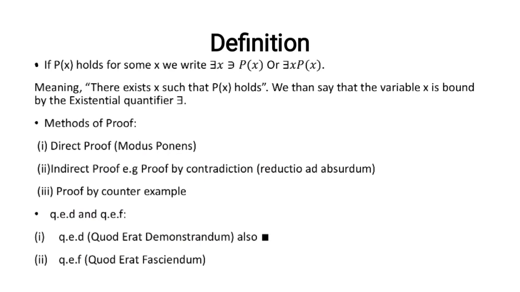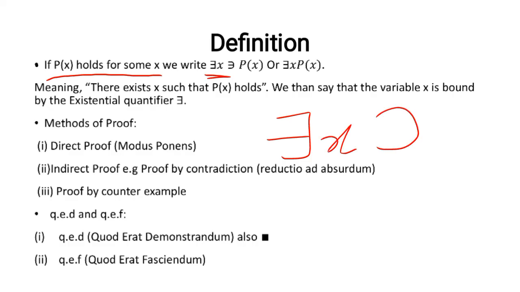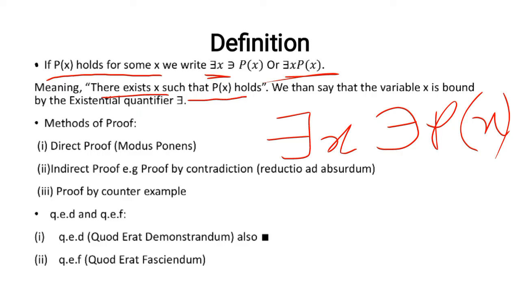The next statement you need to understand is that if we say P(x) holds for some x, we write that there exists an x, this symbol means there exists, such that, this is the symbol for such that, you can see that it's curved, P(x) holds. Okay, that's how we write it. That's how we denote it. And in short form, this is how you write it, meaning there exists x such that P(x) holds. We then say the variable x is bounded by an existential quantifier.